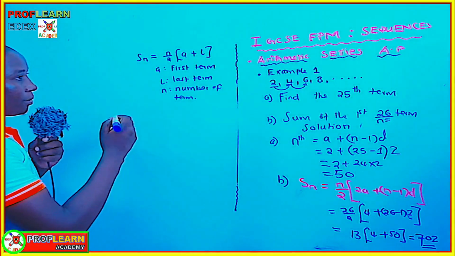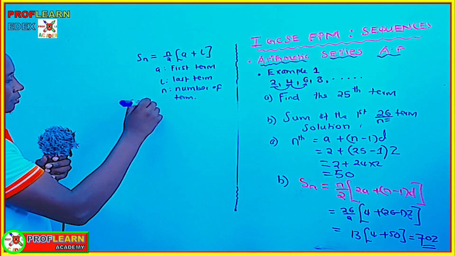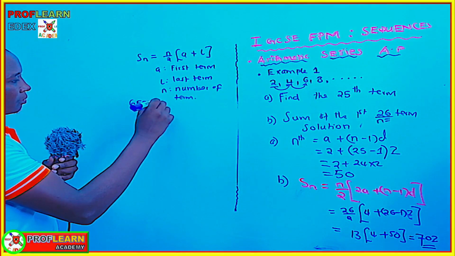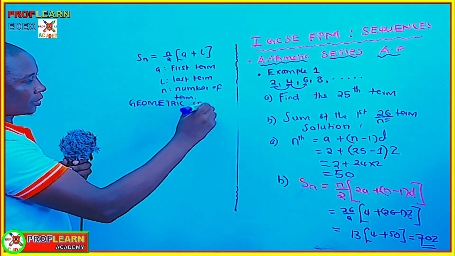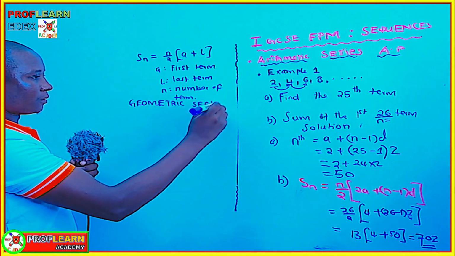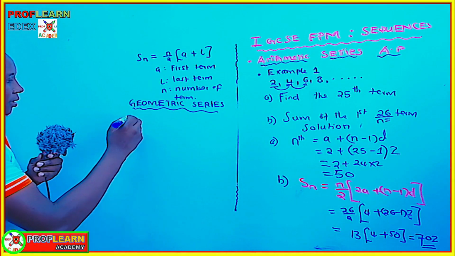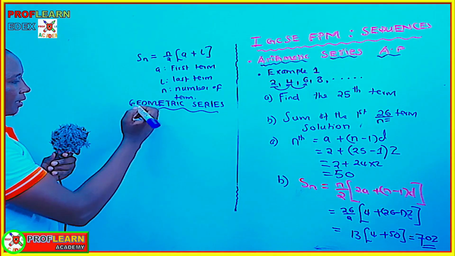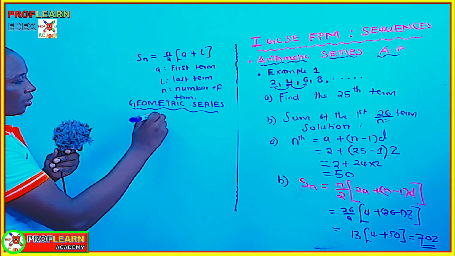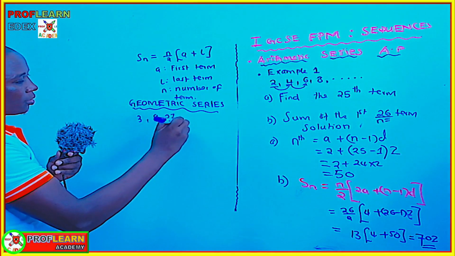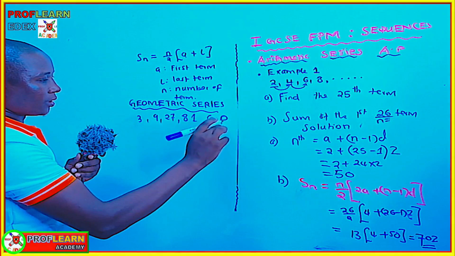The second type of series you need to understand is the geometric series. Under geometric series, the formulas that you are going to meet there are the nth term formula. For instance, if you're having 3, 9, 27, 81, this is a GP.